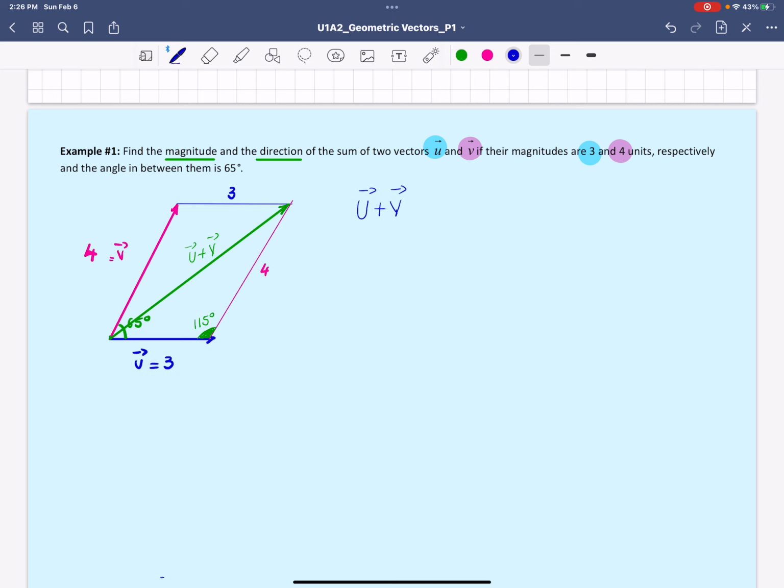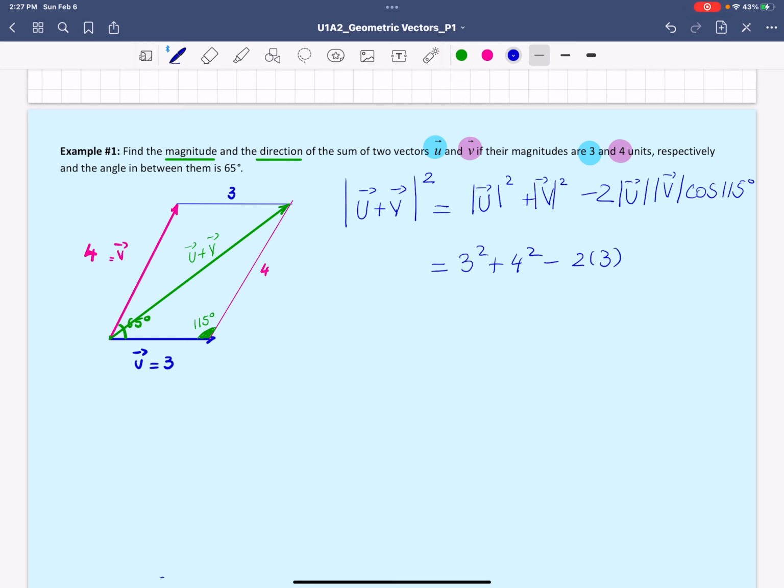So this is vector u plus v, magnitude of it, put u plus v, the whole expression inside the absolute value squared, equals u squared plus v squared minus 2 times vector u times vector v, always magnitude, cosine of 115 degrees. Now remember to set your calculator to degree mode if you're given the angle in degrees. And now we have to substitute. Then we have 3 squared plus 4 squared minus 2 times 3 times 4 cosine 115.